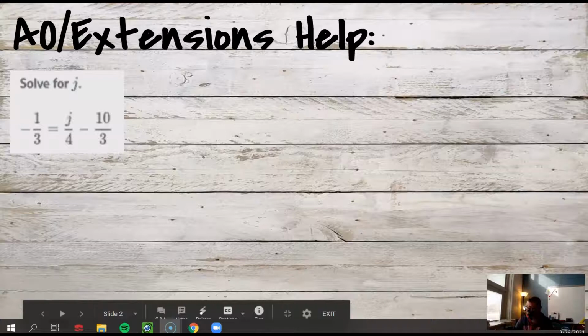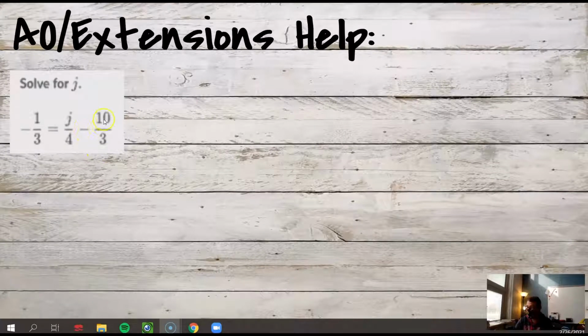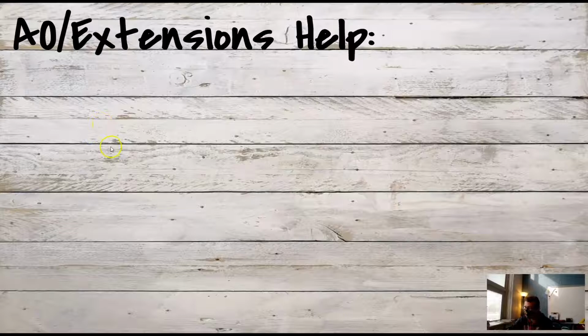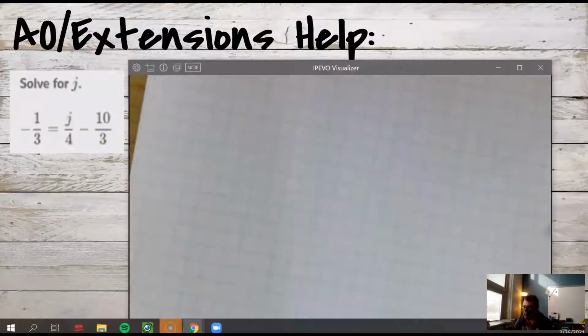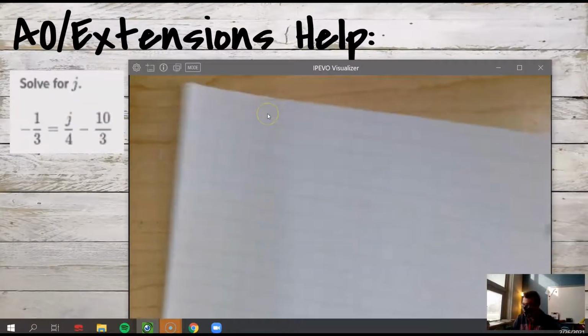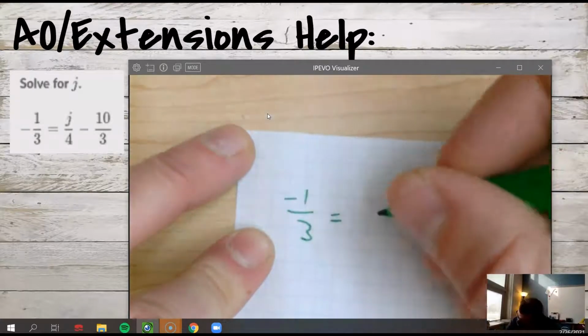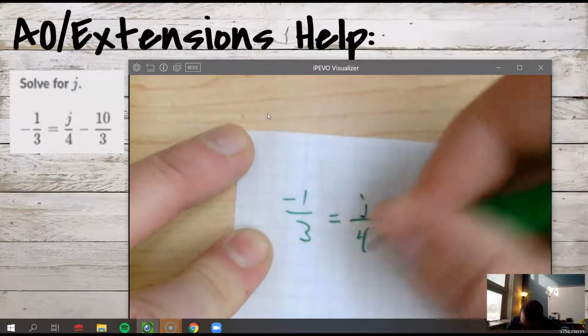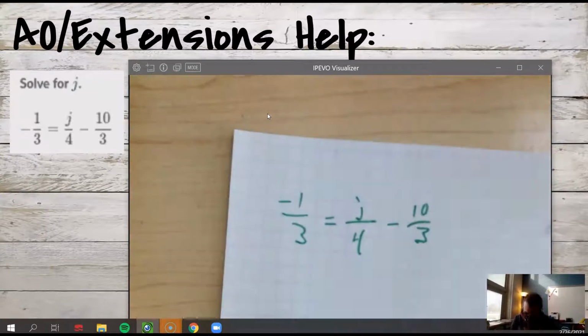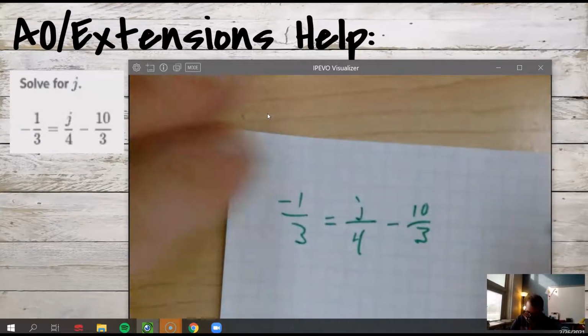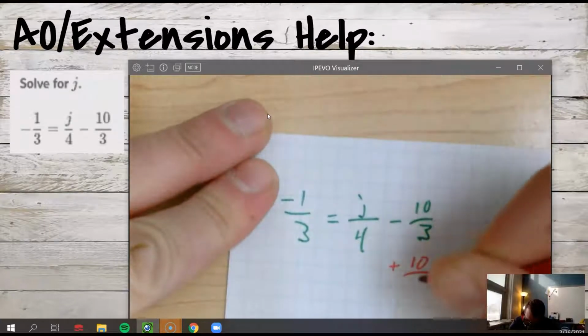So the first thing that we want to do in this situation is add the 10/3 to both sides to start working towards getting the j by itself. So, since we start with negative 1/3 equals j over 4 minus 10/3, we are then going to add the 10/3 so that these cancel each other out.